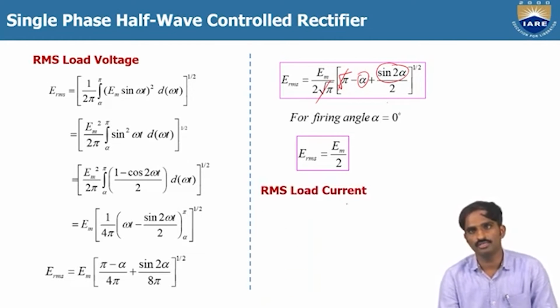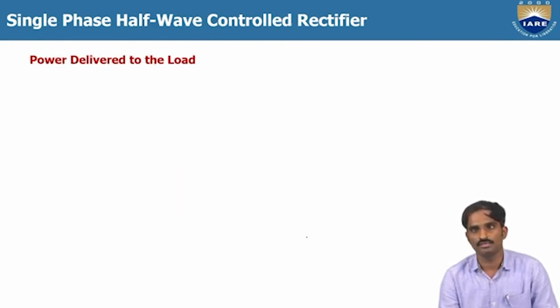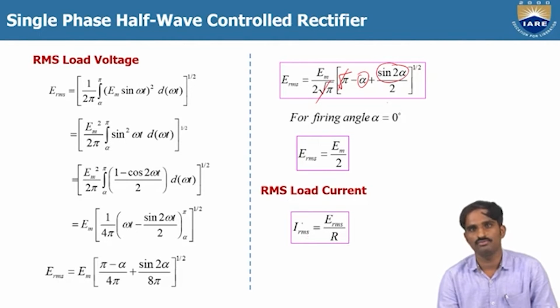Then the RMS load current. Similarly to the RMS load voltage, which we already know, just ERMS by R gives you the RMS load current. So that's how we can derive the average load voltage and current as well as the RMS load voltage and current.